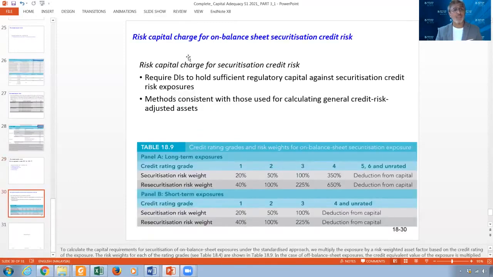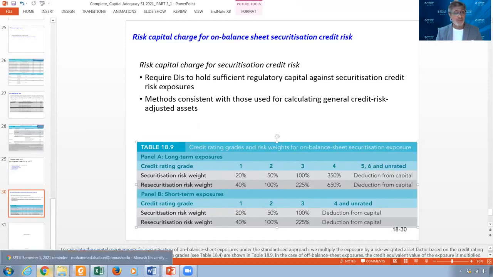Now we move to the risk capital charge for on-balance sheet securitization credit risk. We have securitizations, and those securitizations are in our balance sheet, like MBB, which means mortgage-backed bonds. All we have to do is bring the dollar positions and multiply them by the weights if the rating is 1, 2, 3, 4, 5, and 6.